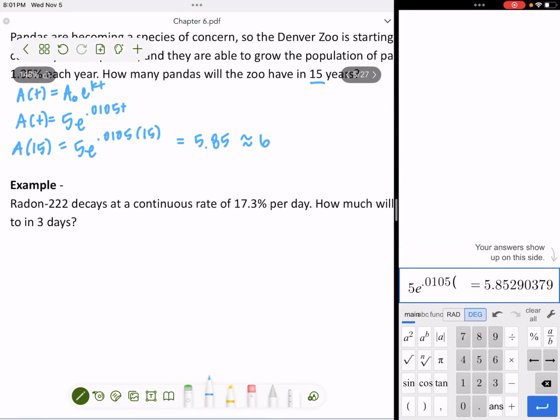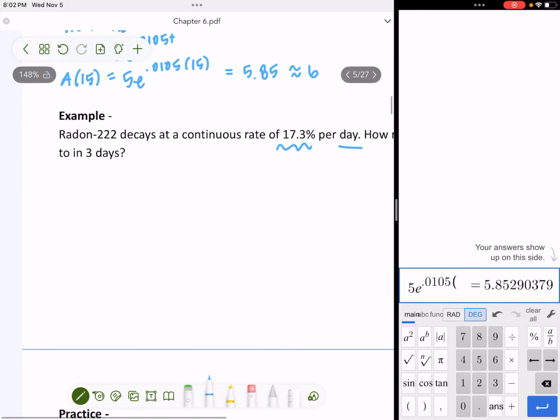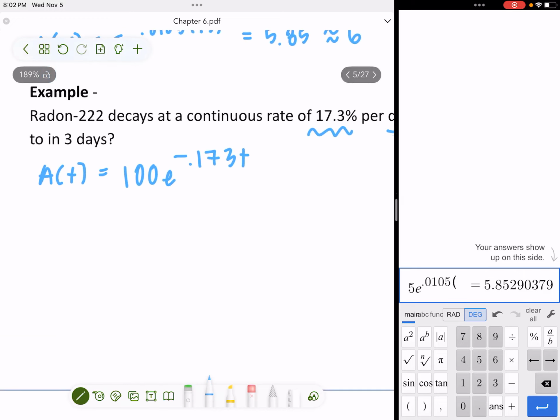Next question. Radon 222 decays at a continuous rate of 17.3% per day. How much will 100 milligrams decay to in 3 days? Similar situation, we need to write the function. We have 100 milligrams to start. We are decaying, so negative 0.173 times time. And this is happening daily. So after 3 days, let's see how much we've got.